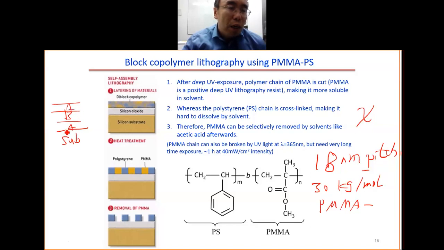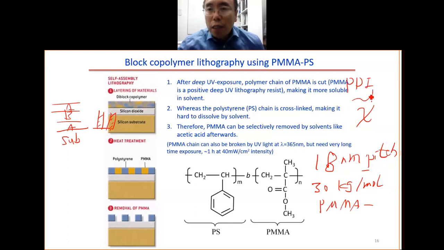You get this parallel configuration rather than this perpendicular configuration, because they are too different from each other, if the surface wets A or B. But for this case, they are not so different, so you can have this neutral layer that wets PS and PMMA equally. At the moment, this one is the most promising for production because this material can be made very, very pure.